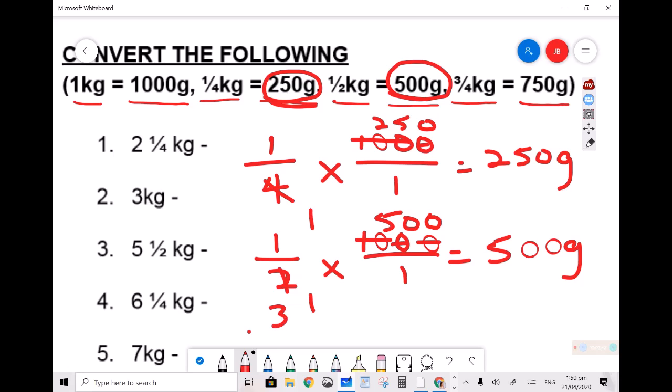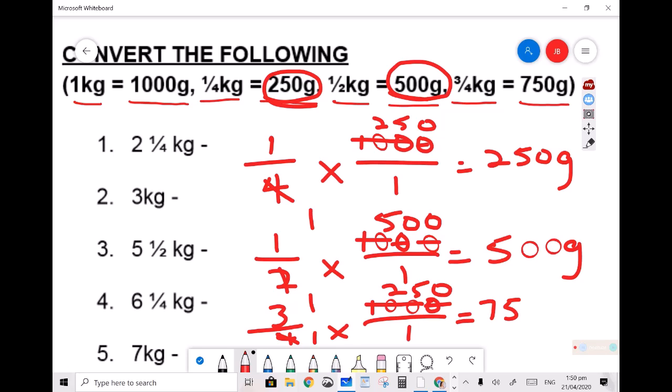So 3/4 multiply by 1,000 over 1. 4 into 4 is 1, 4 into 100 is 25, 4 into 0 is 0. 25 by 3 is 75. 0 by 3 is 0. 750 grams. And this will be this conversion. Okay, so basically you must know how to work it out and then you can also memorize it. Okay, so that is very important.